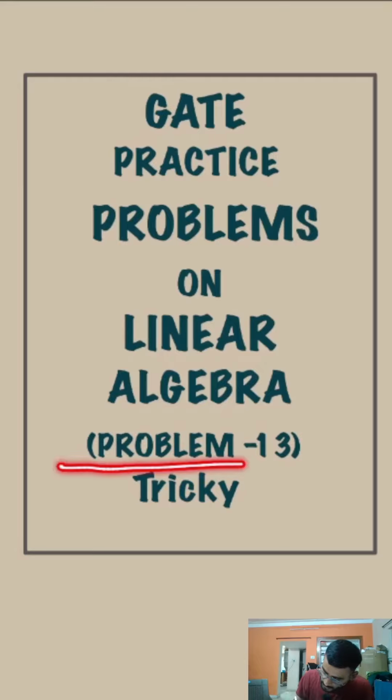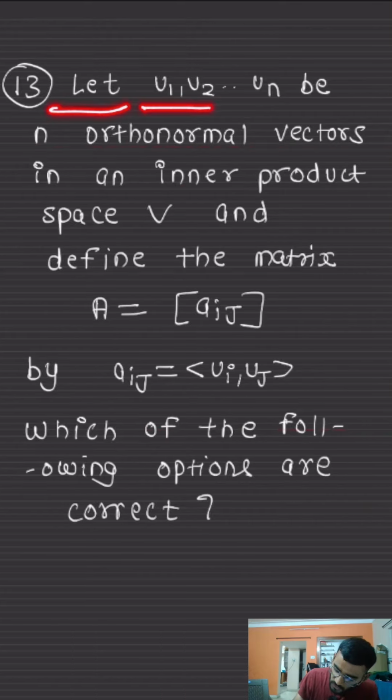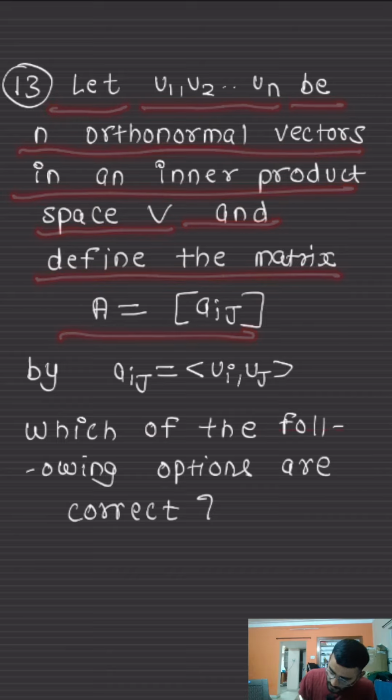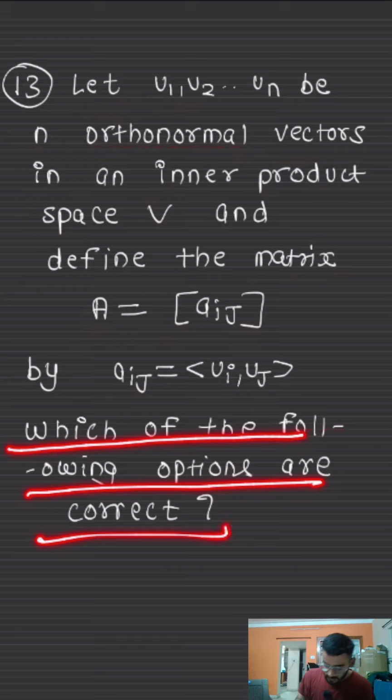This is problem number 13, which is a little tricky problem. The problem is: let u1, u2, ..., un be orthonormal vectors in an inner product space V, and we define the matrix A as this, where Aij is the inner product of ui and uj. We need to find which of the following options are correct.